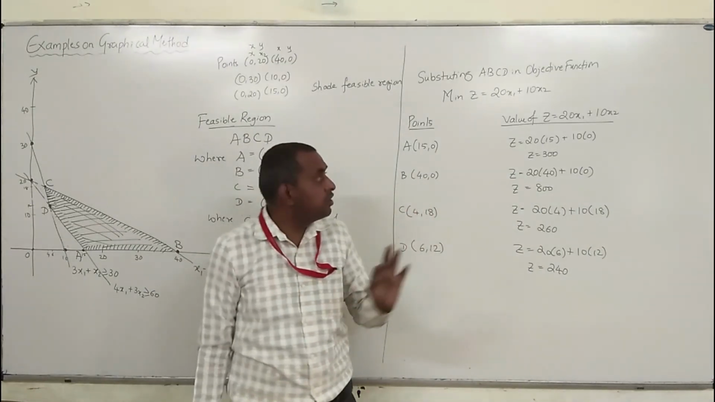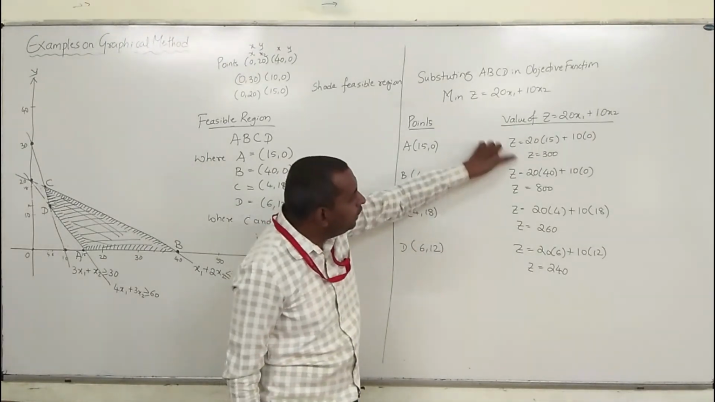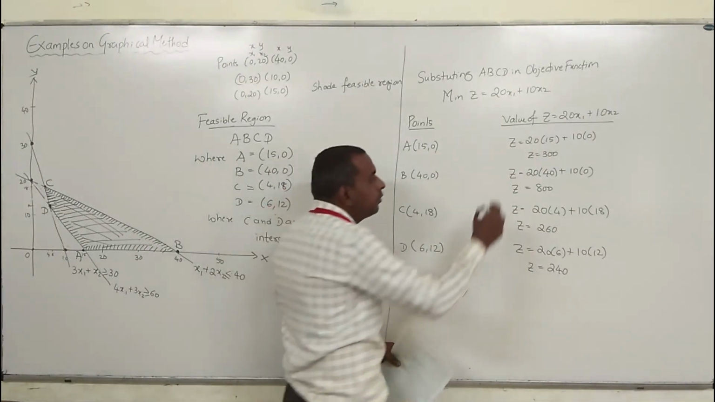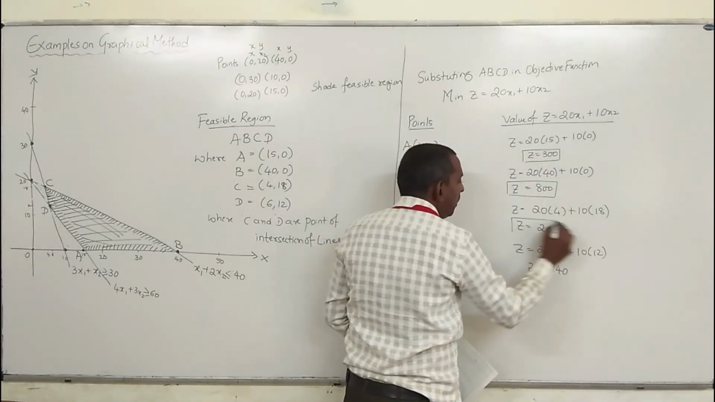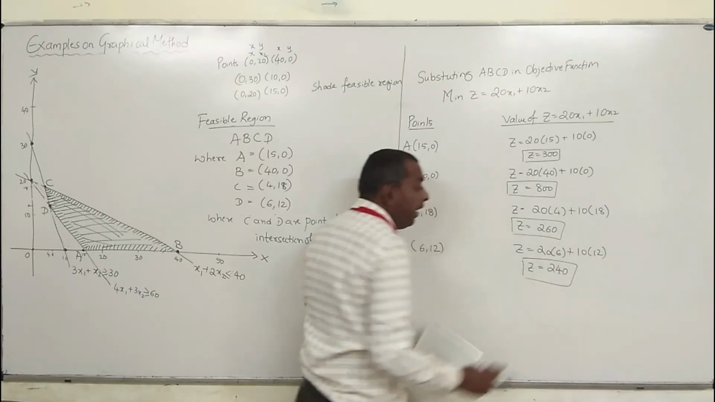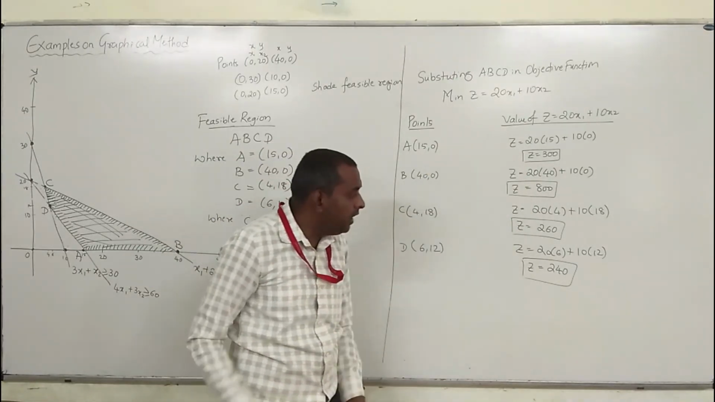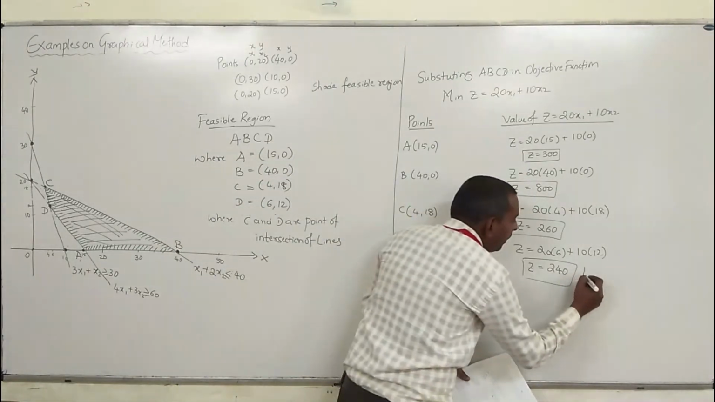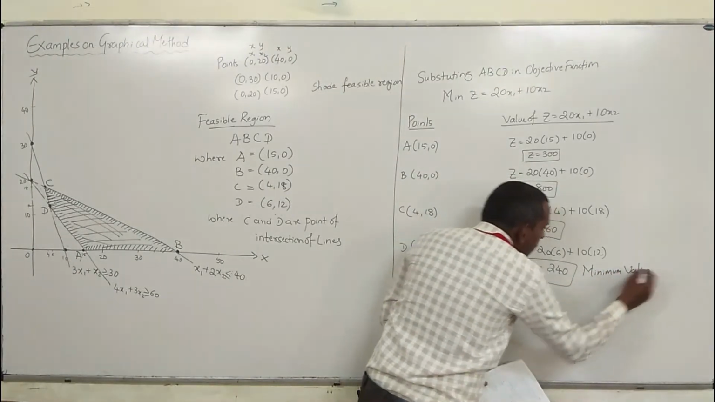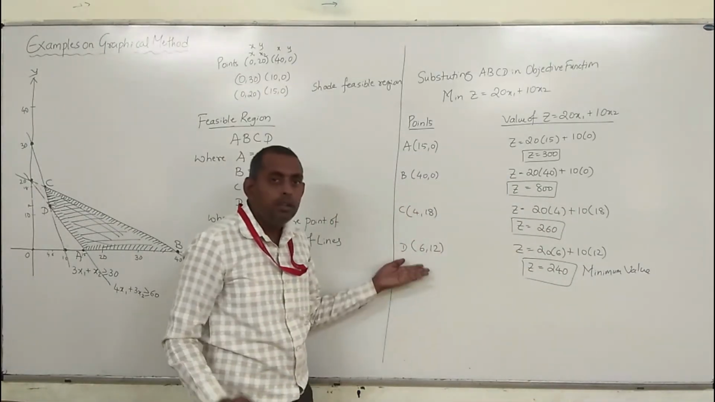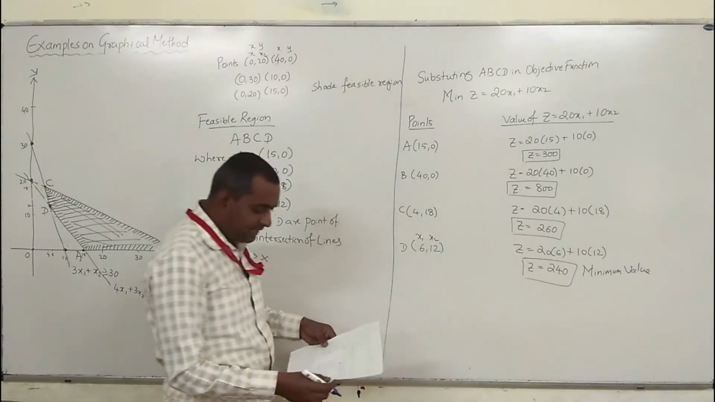But the objective function is to be minimized. So what is the minimum Z value here? Let me square this one. As the objective function is to be minimized, what is the minimum Z value here? So the minimum Z value is this one. How did we get this minimum value? The minimum value we got when x1 and x2 values are 6 and 12.